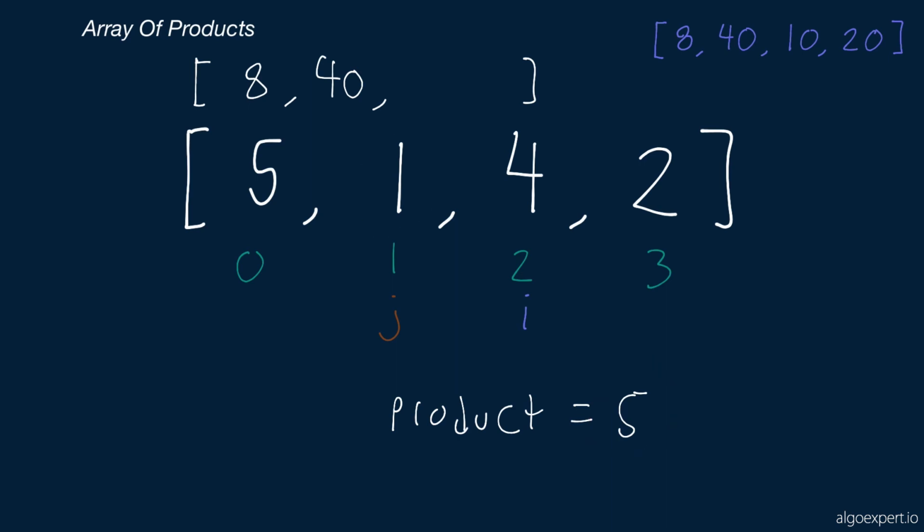Well, 5 times 1 is just 5, so I'll leave it the same. We then move j over. j is now equal to the same index as i, and so there's nothing we need to do here. We do not want to add this value to our product.